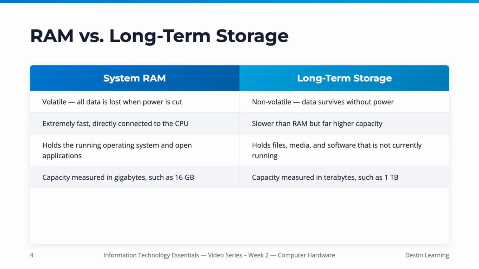To understand system performance, we must contrast system RAM with long-term storage. System RAM is fast, volatile memory connected directly to the CPU, meaning all stored data is cleared when the computer loses power. It holds the active operating system kernel and currently running applications, with capacity typically measured in gigabytes.